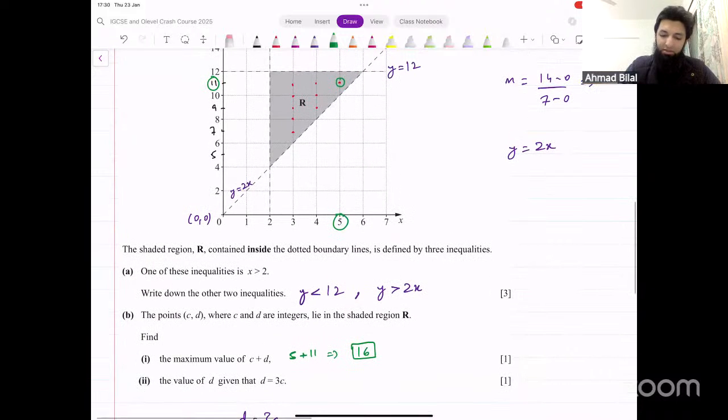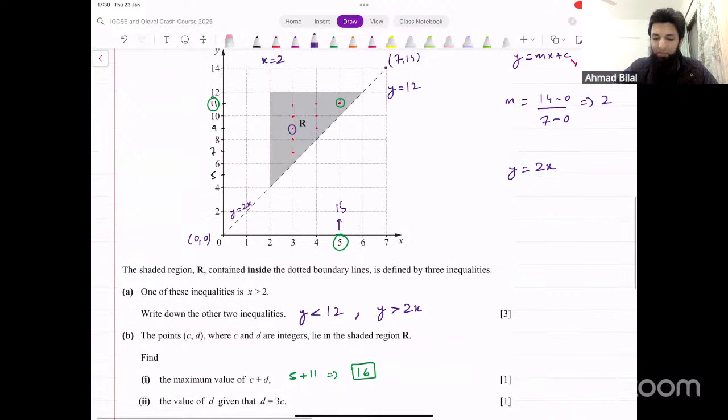For instance, if the x coordinate is 3, the y coordinate should be 9. Is that possible here? Yes, this point satisfies that condition. But is there any other point like this? Let's check for that. If the x coordinate is 4, the y coordinate would have to be 12. Can we have that point? No, that's outside the region. If the x coordinate was 5, the y coordinate would have to be 15. That's also outside the region.